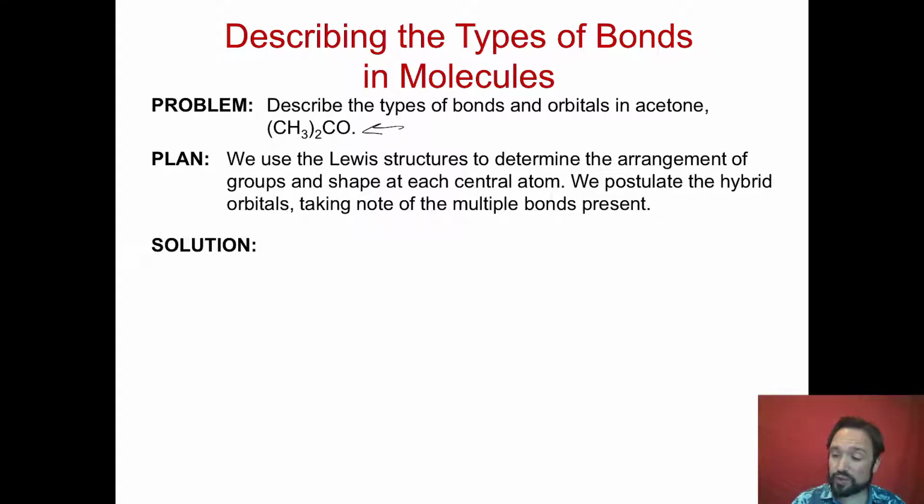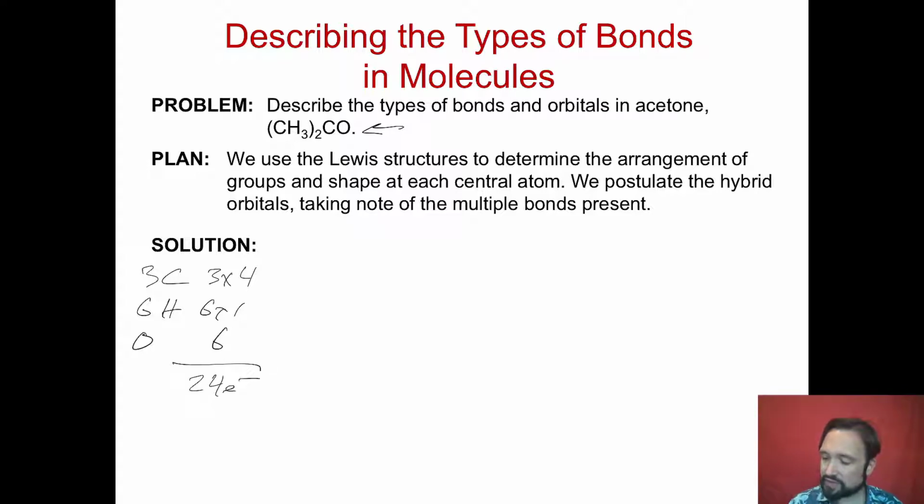So to begin with, we're going to start by drawing our Lewis structure. Now, we've done this for acetone before, but let's make sure we don't miss anything. We've got 3 carbons, we've got 6 hydrogens, and we have 1 oxygen. So we have 3 times 4, 6 times 1, and another 6 electrons. So 6 plus 6 is 12, 12 plus 12 is 24 electrons.